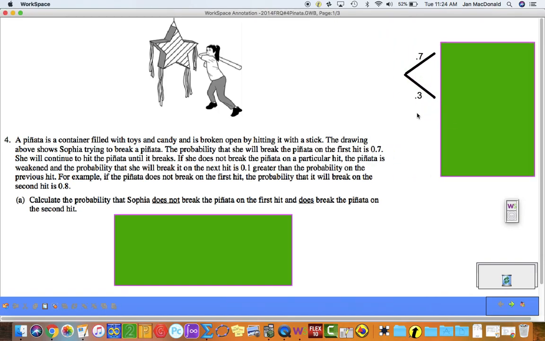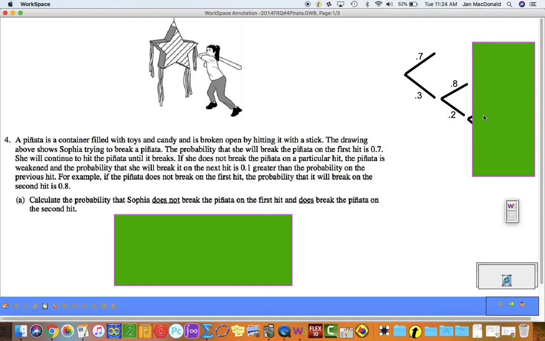Okay, so here, 0.7 is the probability that Sophia breaks the piñata on the first hit, and 0.3 would be she does not break it on the first hit. If she does not break it on the first hit, the probability that Sophia breaks it on the second hit, based on not breaking it on the first hit, is 0.8. That means the probability that she does not break it on the second hit, given that she does not break it on the first hit, would be 0.2.